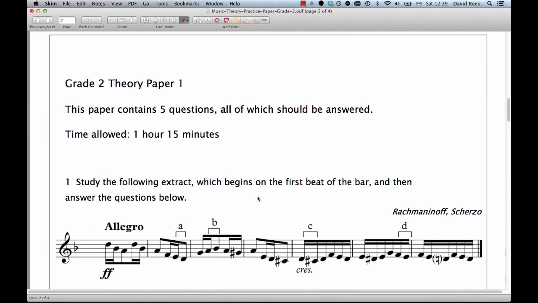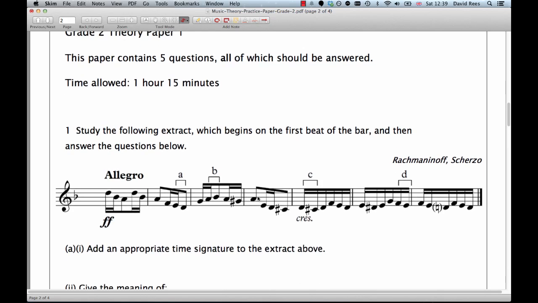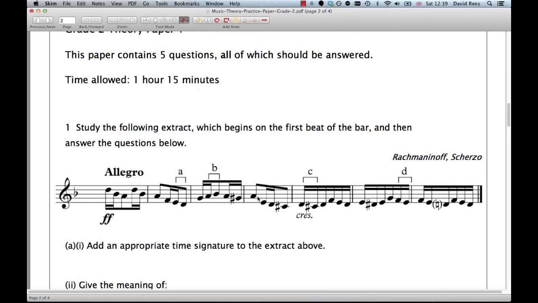So this paper contains 5 questions, all of which should be answered. Very good. Time allowed: 1 hour 15 minutes. So if we divide that time by 5, that gives us about 15 minutes per question, although it's always good to leave yourself a bit of time to check your answers and everything. So maybe aim for 10, 12 minutes per question, and then you've got time at the end to see all the silly stuff you did and change it to the right thing. You'll always be amazed at the sort of silly mistakes that you make as you go through this kind of thing.